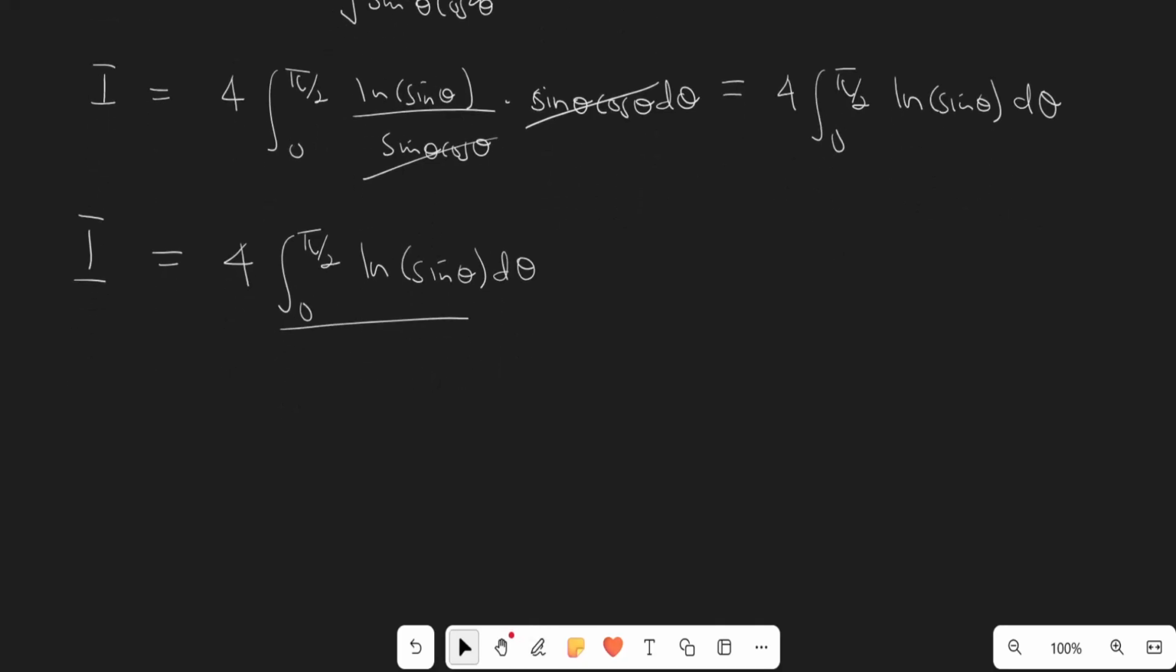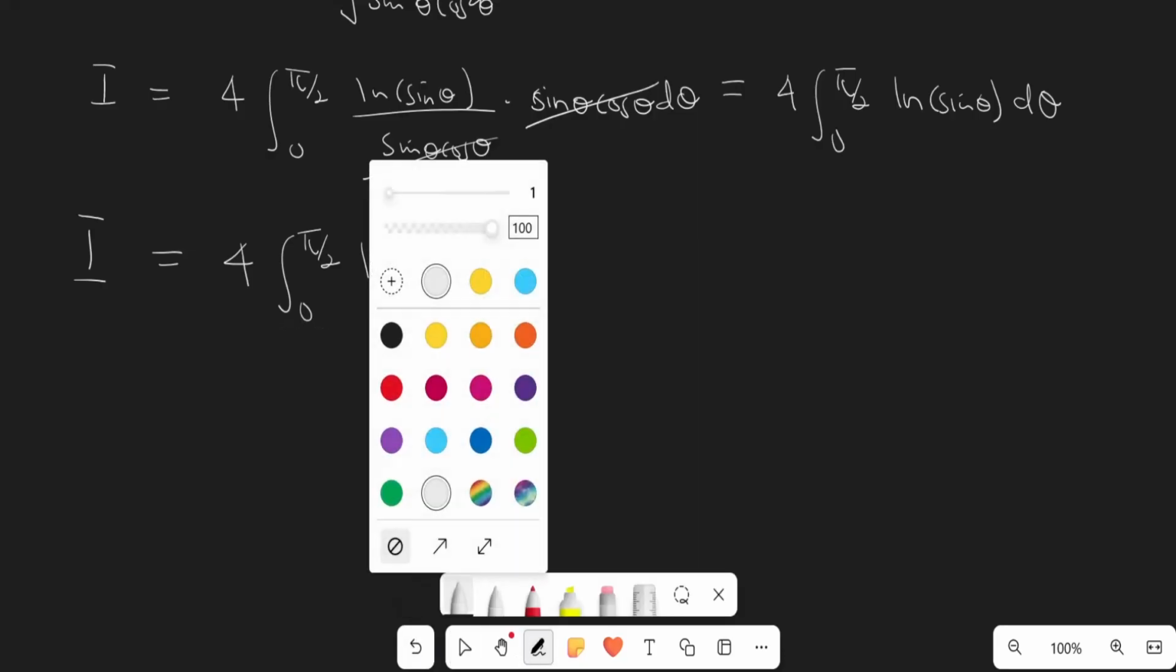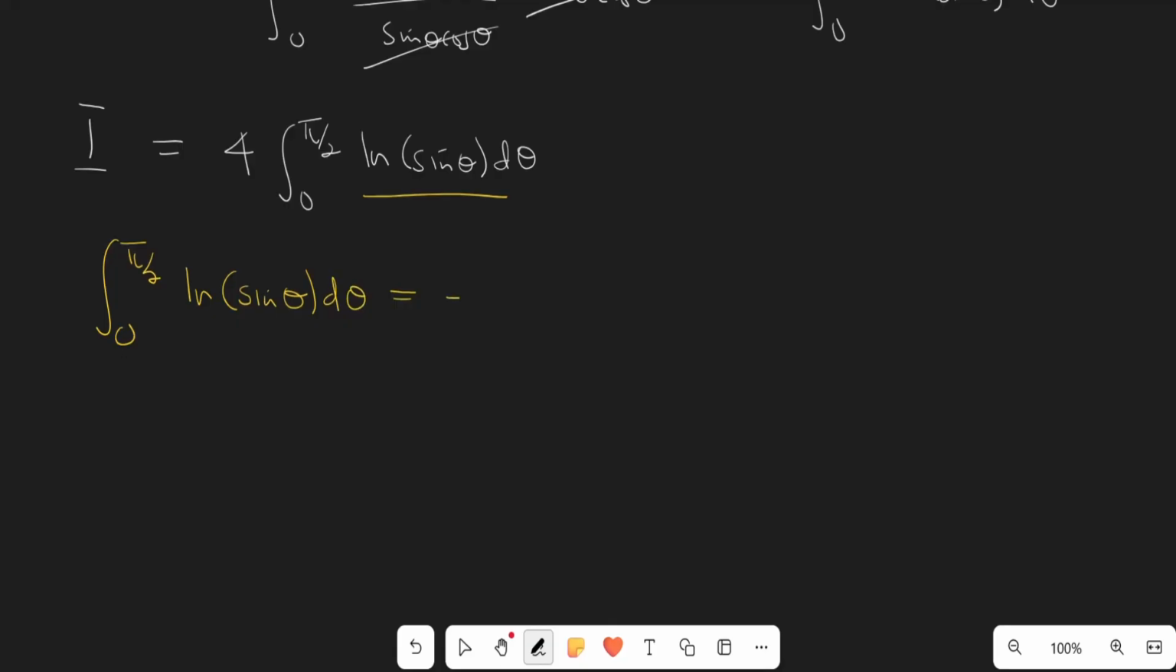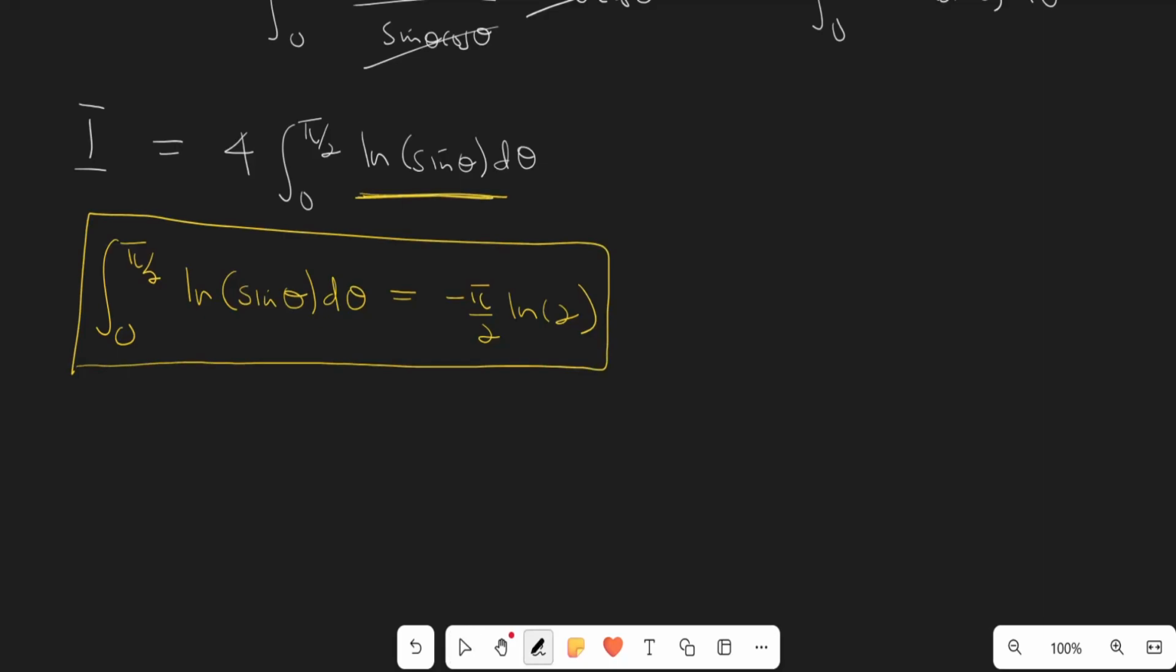Now, what is this one? I have done this in my videos. I have 2 videos explaining why this one is equal to a certain value. So the integral from 0 to pi over 2 of the ln of sine of theta d theta is negative pi over 2 ln of 2. That is the value of this integral. So that is the log sine integral. I have a video explaining this. I'll put that in the card and in the description, so if you want, you can check it out.